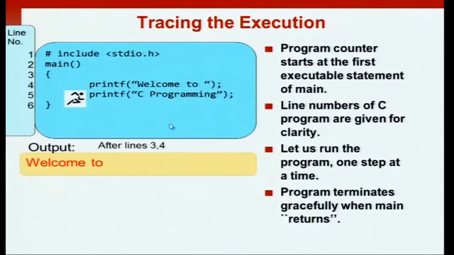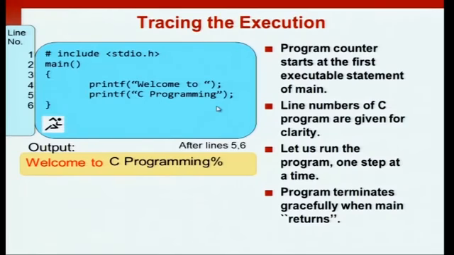Okay. So first we execute the first line of the code. After we are done executing lines 3 and 4, the message welcome to will be printed on the terminal. This will be followed by the next line. So the next line says C programming. Okay. So after the next line executes, it will print C programming.